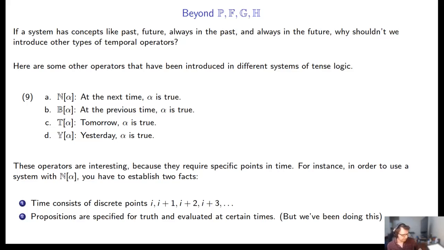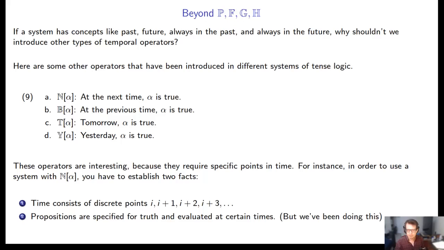So we introduced the system that you'll be using for the translations last time. So the operators P, F, G, and H, but there's no reason that we have to just use those operators. So we're not going to use these for translations, but there are lots of different operators related to time that have been introduced in other systems of logic. So I just wanted to introduce a couple of them and talk about maybe the potential problems with translating with these. So some people have introduced operators relating to points in time.